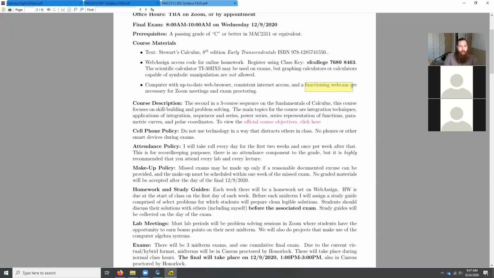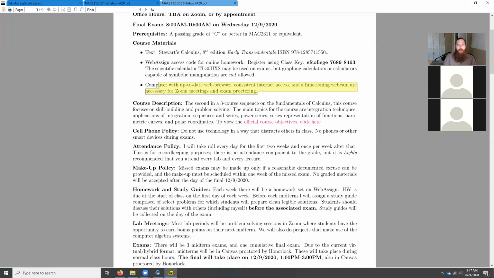A functioning webcam, also necessary. Again, for HonorLock, I don't care if you don't have a video feed displayed during our lectures, but for HonorLock and for our little Zoom meetings, like in office hours and stuff, there I really do need to be able to see you. And the HonorLock people need to be able to see you and what's going on in your room, so you do need a working webcam.